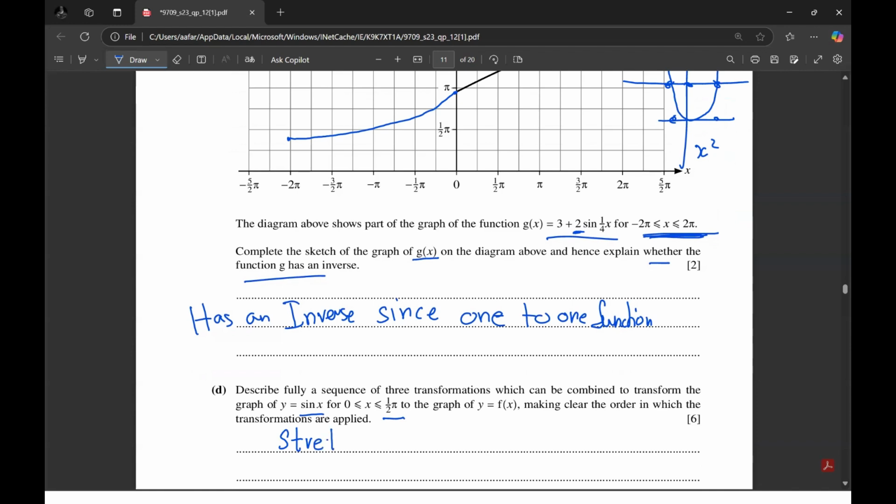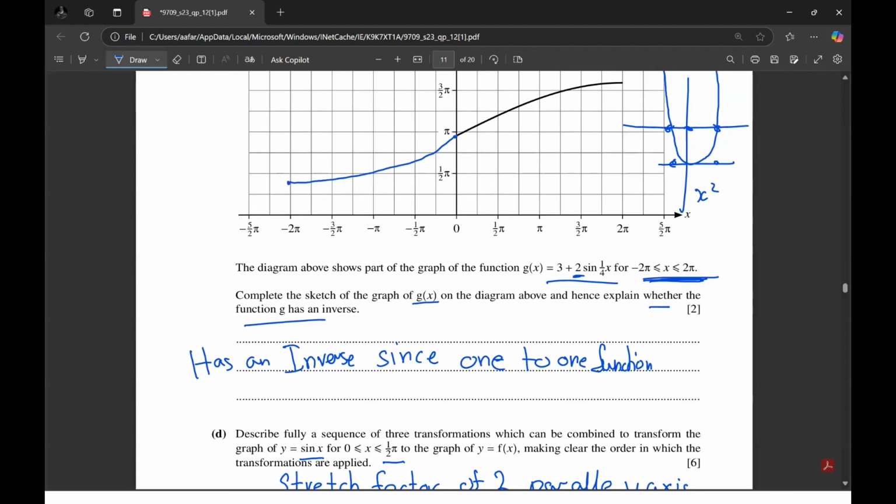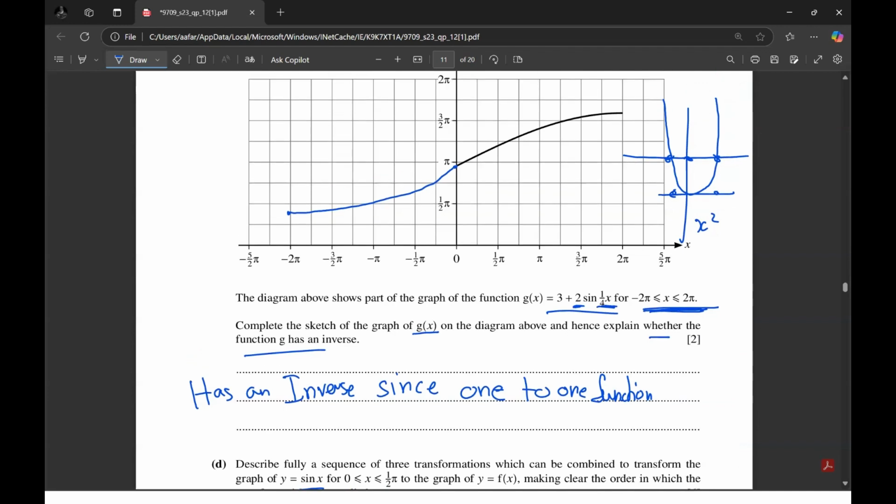We'll first say the stretch, then we go with the translation. We first need to do the stretch because otherwise, the translation will become 6 if we translate first. Stretch factor of 2 parallel to the y-axis is the first transformation, and for the second transformation, we can see that it has been stretched with a factor of 4 in the x direction, parallel to the x-axis.